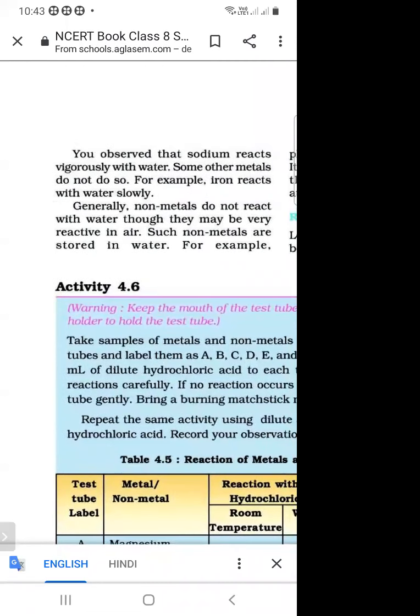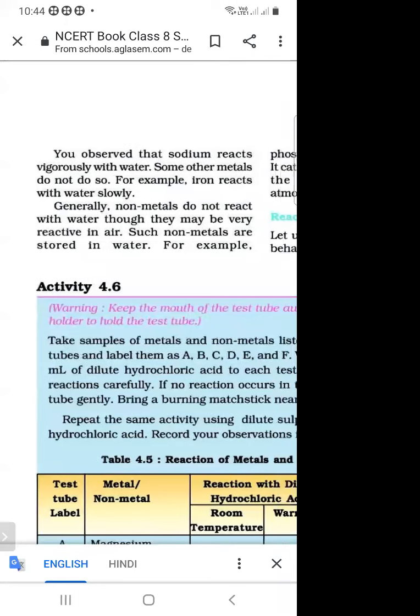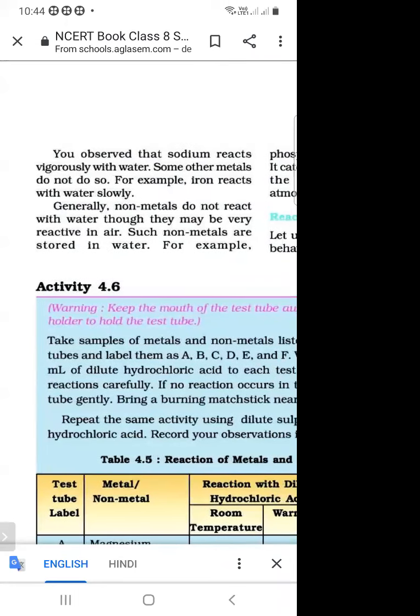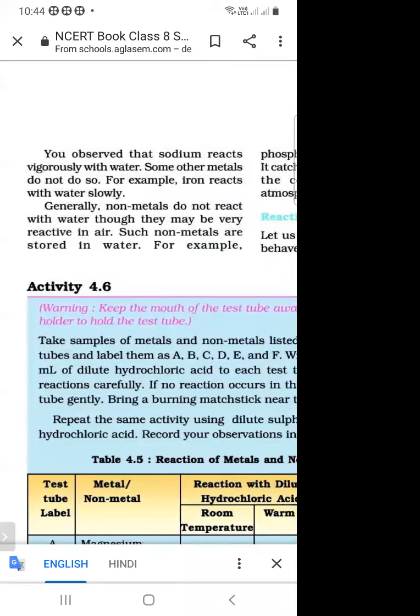But non-metals react with air. So the question is, do non-metals react with water or not? Non-metals do not react with water. Do non-metals react with air? Yes, non-metals react with air. Such non-metals are stored in water.